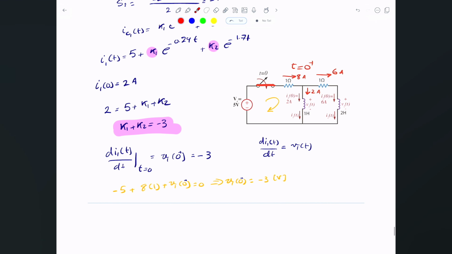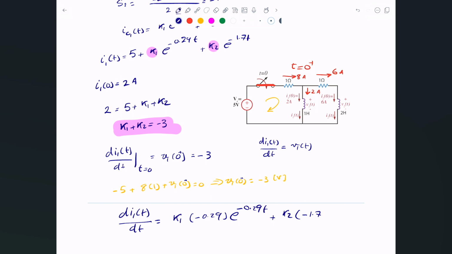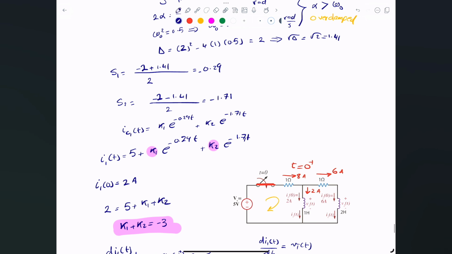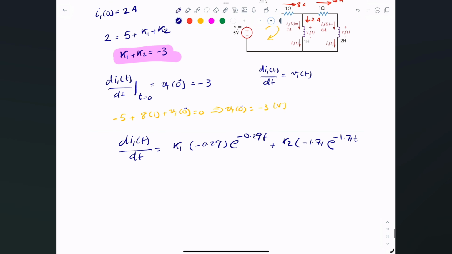Well, what we need to do right now is go back to this equation, take the first derivative, set it to 0, and then equate it to negative 3. That's exactly what I'm about to do. So di1(t)/dt is simply 0 plus k1 times negative 0.29 e to the negative 0.29 t plus k2 times negative 1.71 e to the negative 1.71 t. Actually, I have to write 7.1 in here, because I think this here is 7.1. All right, so we got that.